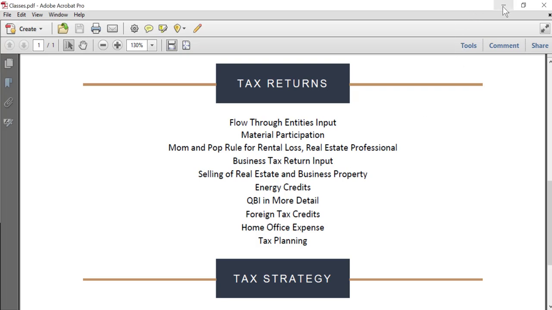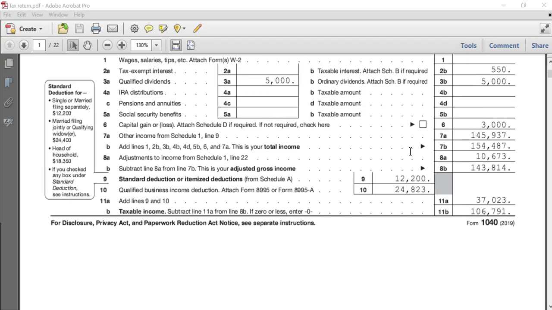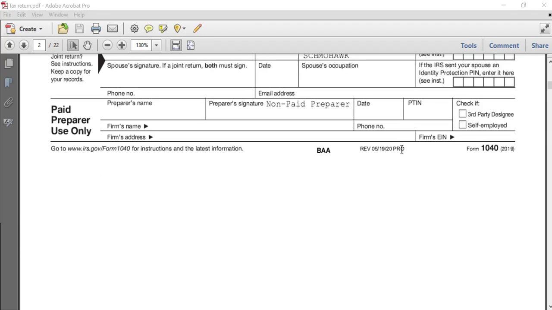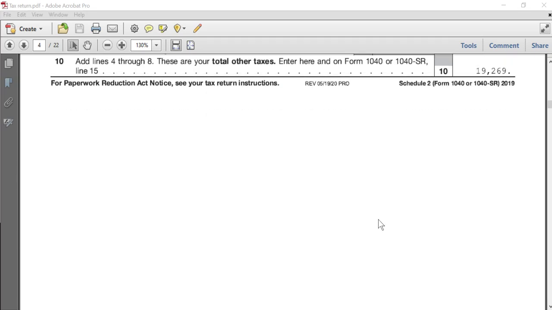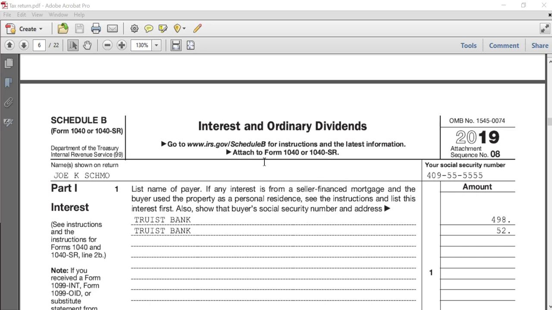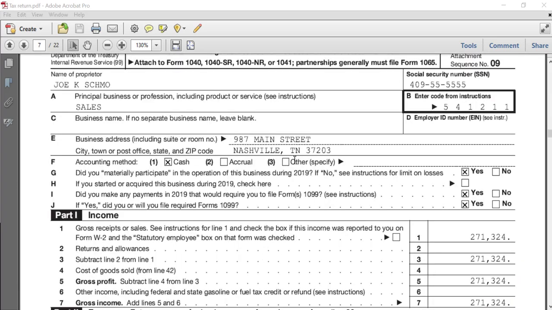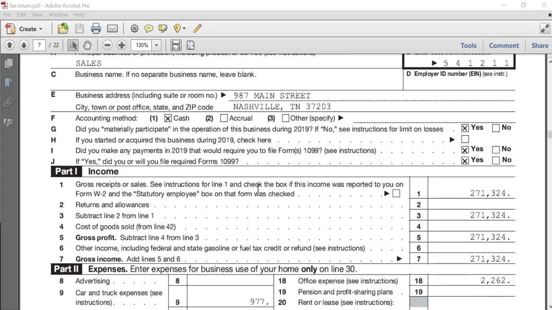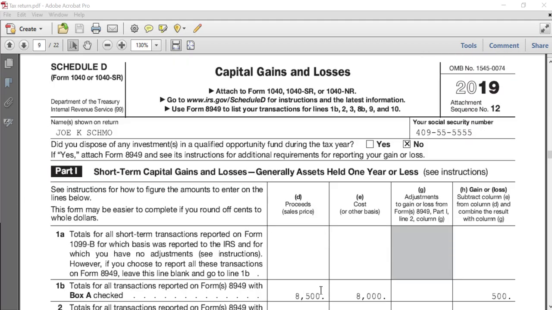This return right here, like I said, it's basic, but it's not super basic, and as you can see, it's got the 1040. It's got those three schedules that we went over. He itemizes deductions, or no, he took the standard, so it doesn't have Schedule A, so it goes straight to Schedule B. Schedule B, interest and dividends. Schedule C is his business. Schedule D would be his stock gain, his capital gains.